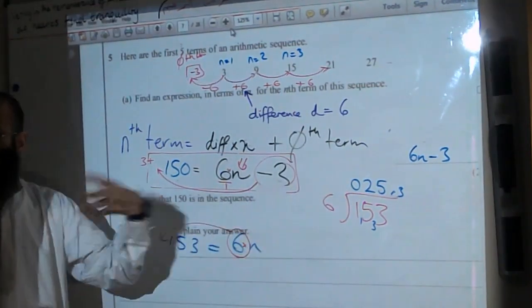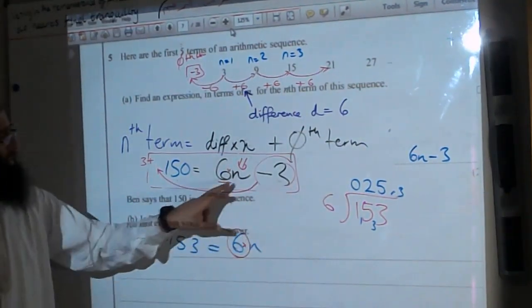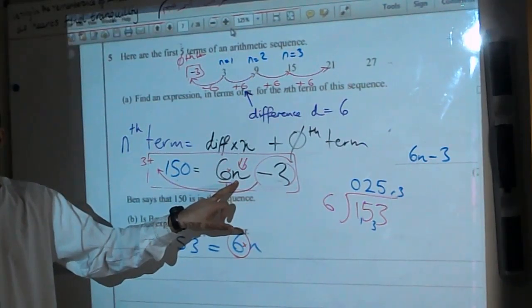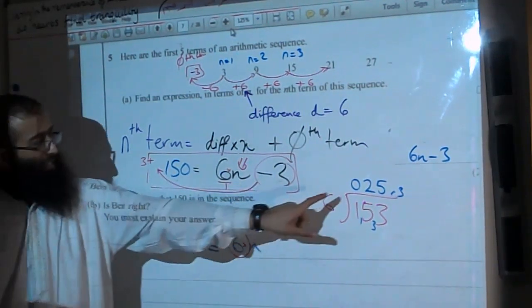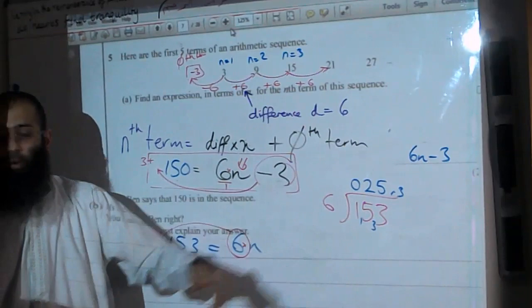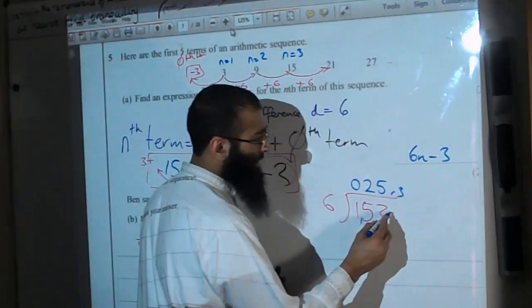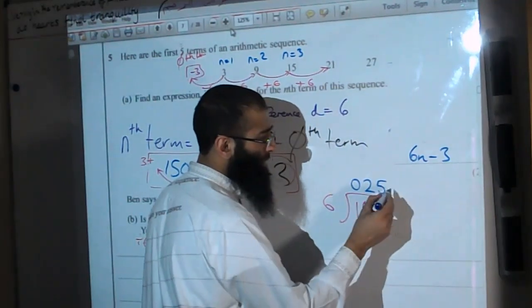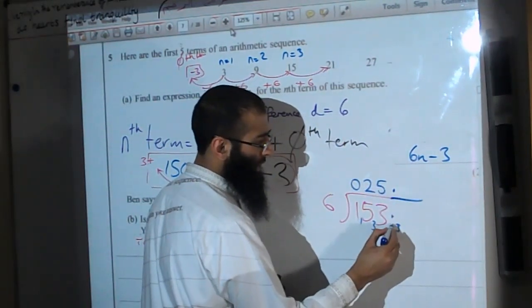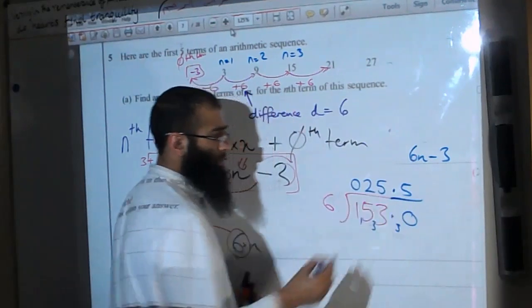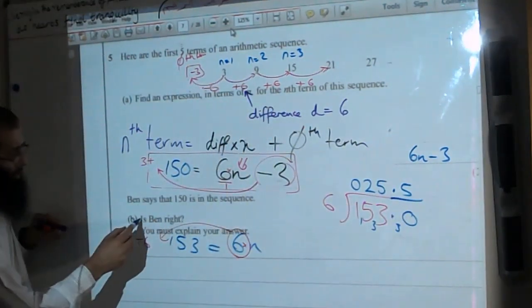it's 25 and it's a fraction or decimal answer. 25. So n must always be an integer, a whole number. Is this giving us a whole number answer? No. Okay, so 25 remainder 3 will actually give you, in reality, 25.5. Put the 3 over here, but then, now we have to say, is Ben right?